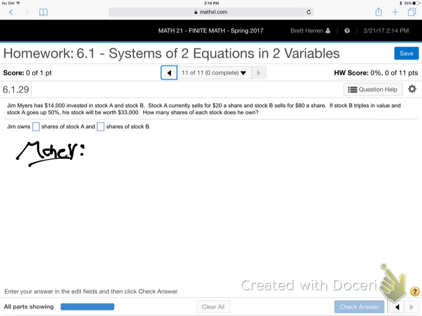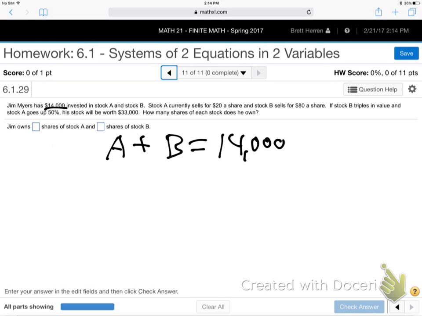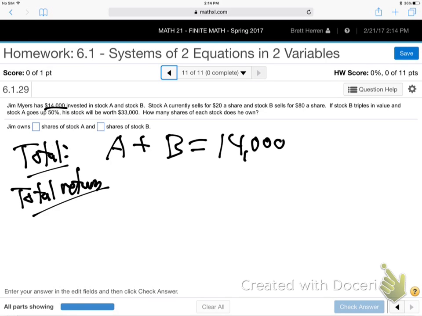All right, Jim Myers, $14,000, stock A and B. Usually we have a total and then a total return. Yeah, so that is true on this one. A plus B totals 14,000. How do I know? It says he had 14,000 to put into stock A and B. So maybe he did 10 and 4, 9 and 5. I don't know. Somehow he invested 14,000 total, A and B. Stock A is $20 a share. B is $80 a share. I've got to put the 20 next to A, and the 80 next to B.